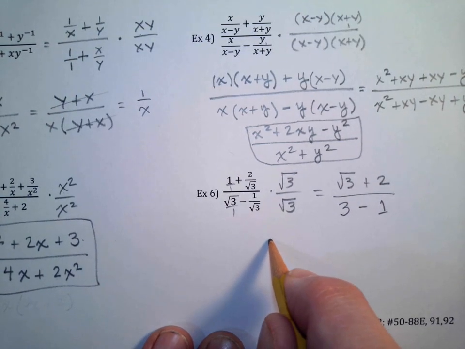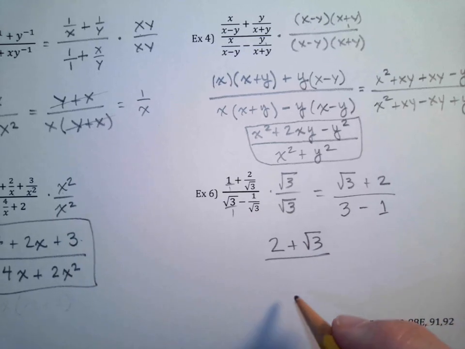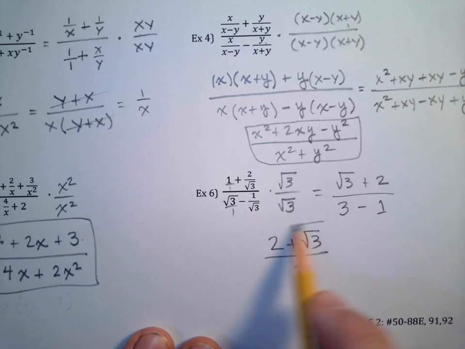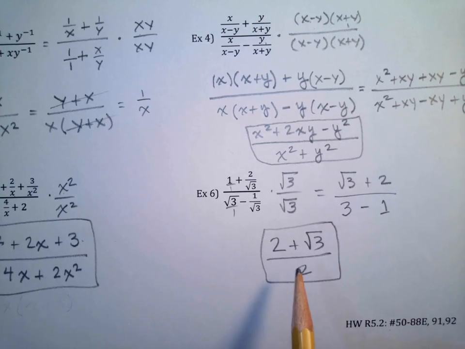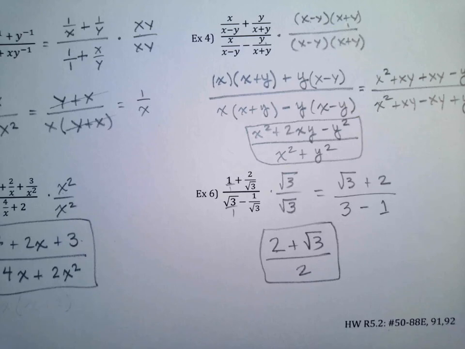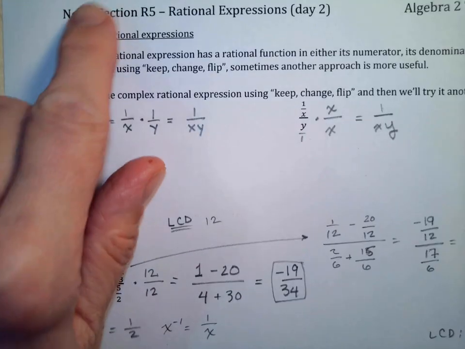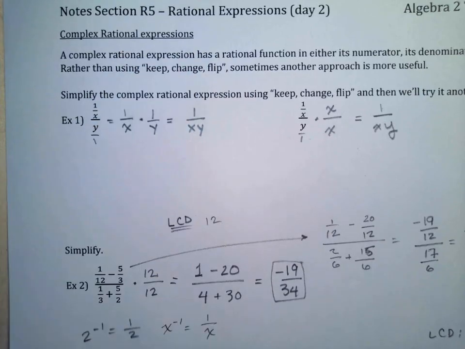And maybe put the 2 first. 2 plus the square root of 3 over 2. All right, and again, don't cancel those 2's. That doesn't work. This is a monomial. This is part of a binomial. Cannot cancel those. All right, and that is your last one there. So that's just a quick way to simplify these complex fractions or complex rational expressions.